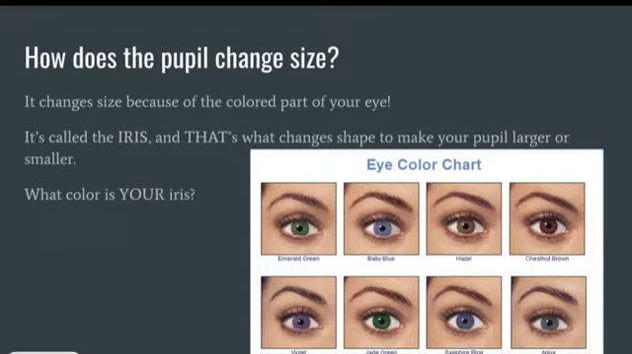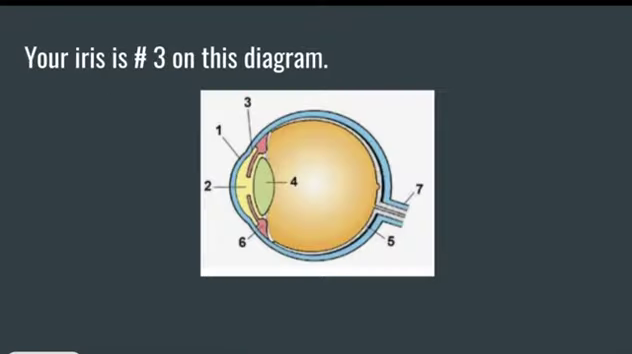So again, it's called the iris. Think of it like a little muscle. That muscle expands and shrinks your pupil to let an appropriate amount of light in. And it's the colored part. So what is it called? Iris. And iris is number 3 on your diagram.